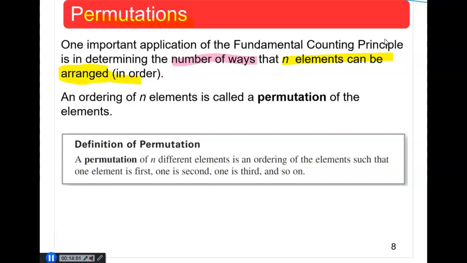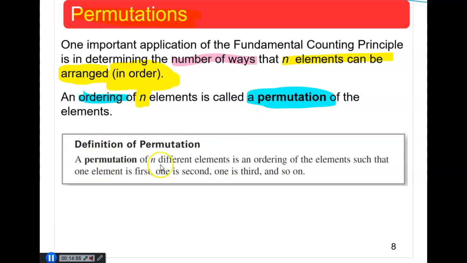And for permutation, the order is extremely important. You can think about being in a race or being in the Olympics. It's not the same to win first, second, and third place. Just like it's not the same to get the gold, the silver, and the bronze medal. So in that case, the order matters, and we will be using permutations. An ordering of n elements is called a permutation. So the words order and permutation go together. And this is very important when you do your homework and your exam. The definition of permutation, we have it listed here.